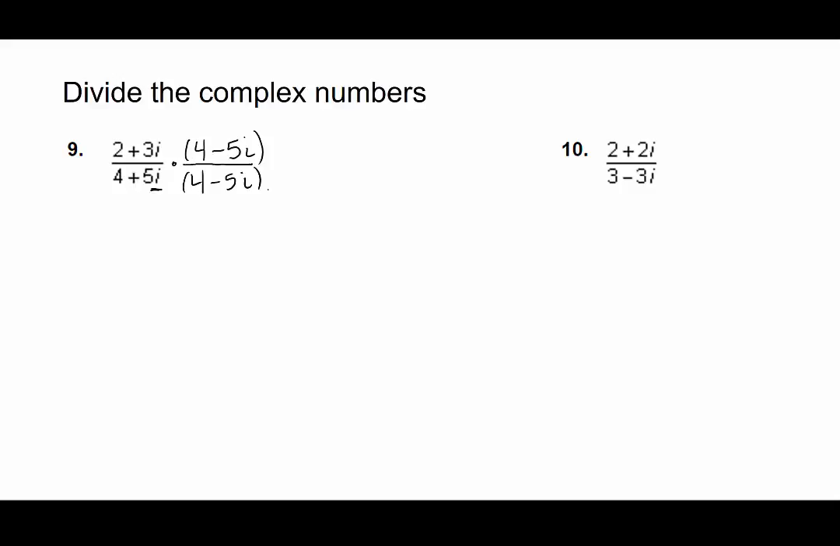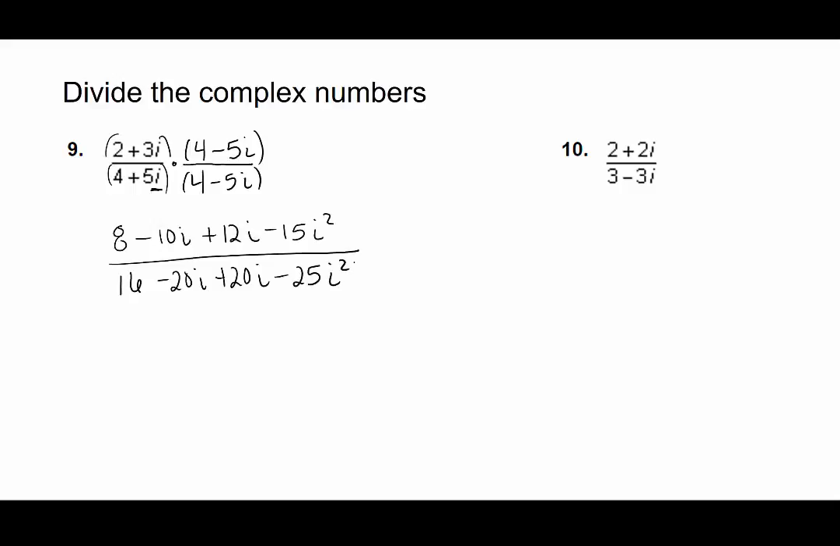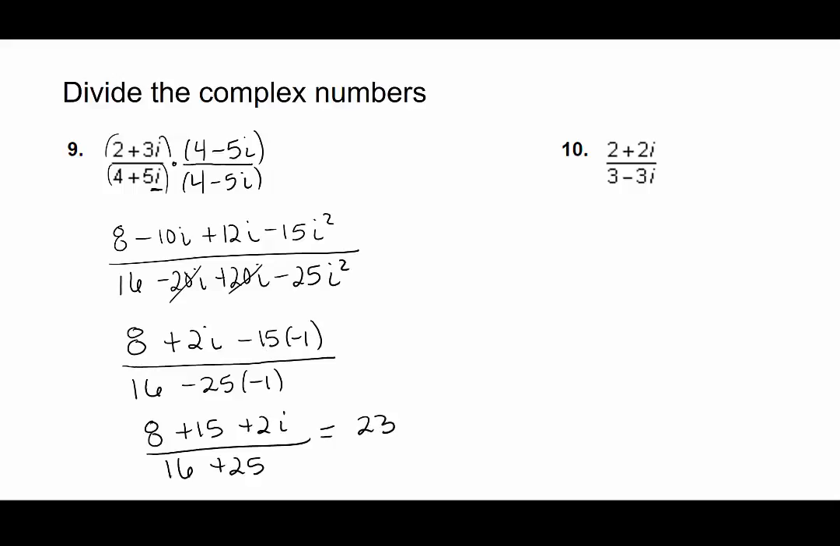Okay, pause the video, use FOIL, and multiply your top and your bottom. So we multiply our terms together, and now we combine like terms. So I combine like terms, and now 15 times negative 1, 23 plus 2i over 41.